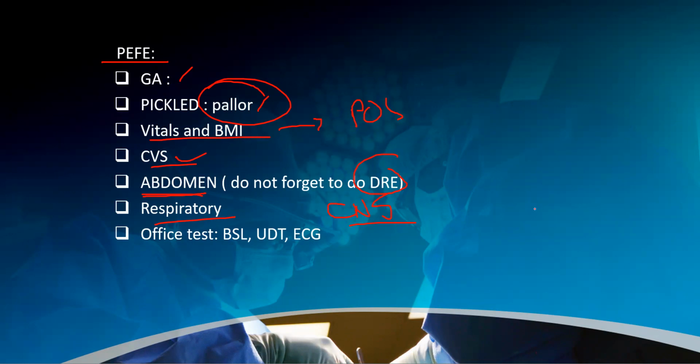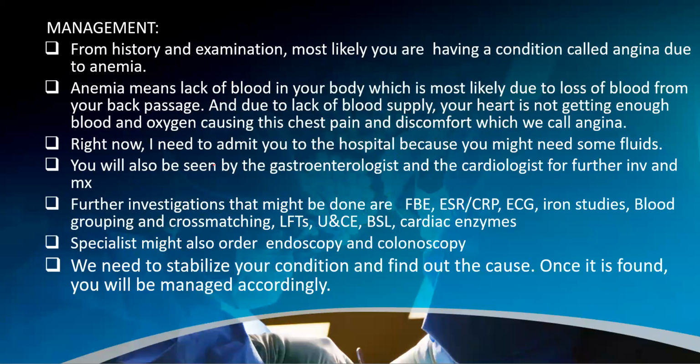Why we are doing DRE? Because it could be occult bleeding. Sometimes if a patient having lower GIT bleeding, you can get some blood in your examining finger. So you explain in this way, from history and physical examination, most likely you are having a condition called angina due to anemia. Do you know what it is? No, doctor. Well, let me discuss it in detail.